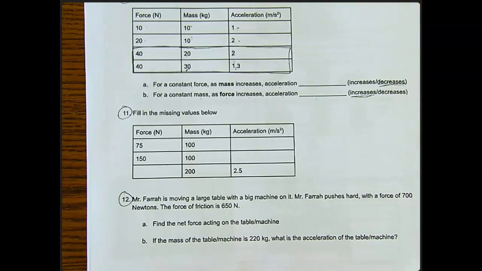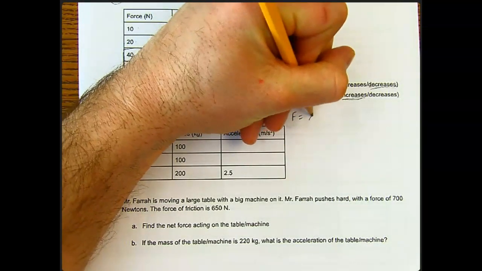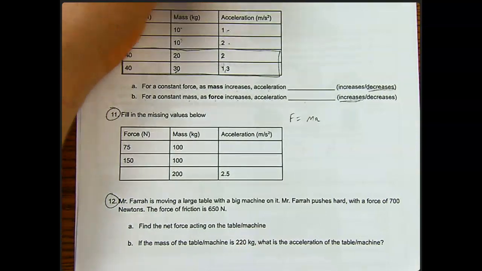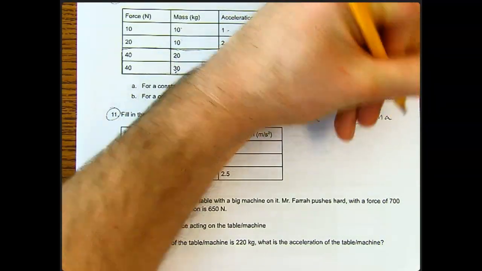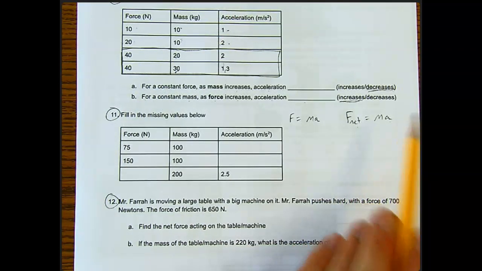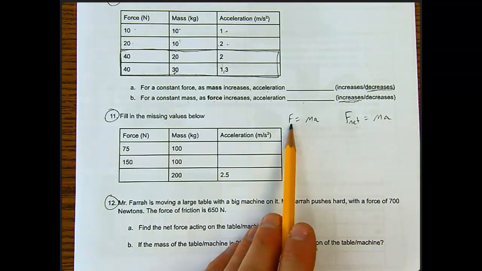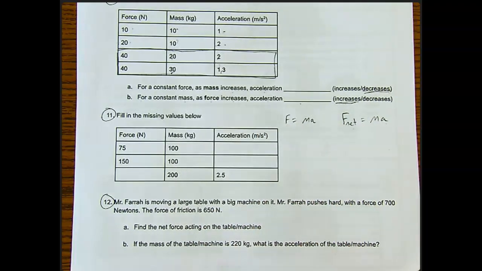All right, number 11. So the key to this one was you wanted to use the equation F equals ma, or sometimes we write it as F net equals ma, because really it's the net force that determines the acceleration of the object. Sometimes we shorten it to just F equals ma. So you might see either of these in a textbook or in a video or something like that.